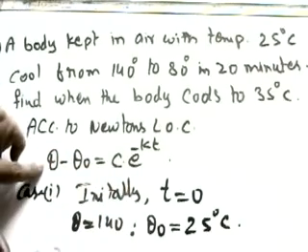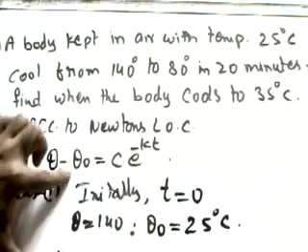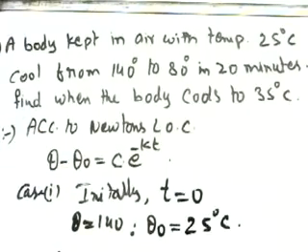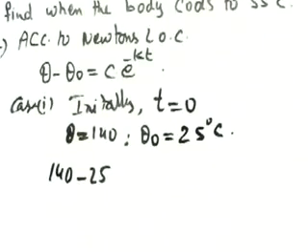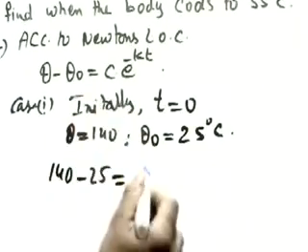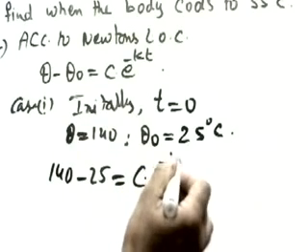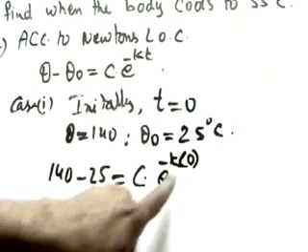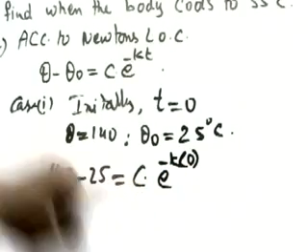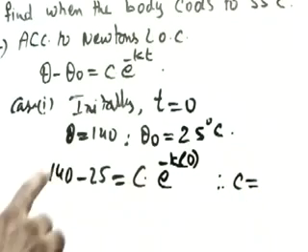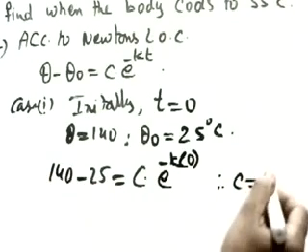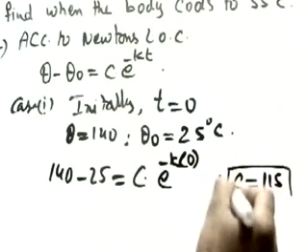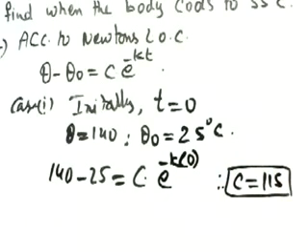Theta minus theta naught equals C into e power minus k t. Theta is 140, minus theta naught, 25 degrees Celsius. Theta minus theta naught equals C, since we don't know C, as it is into e power minus k into t. So the value of t is 0. See here, e power 0 will be 1, and 1 into C will be C. Therefore, we get the value of C equals 140 minus 25, which is 115. So in the first case, we got the value of C.